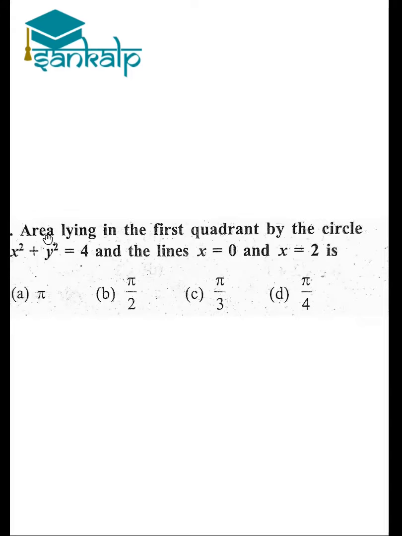Next question. The area lying in the first quadrant bounded by the circle x square plus y square is equal to 4 and the lines x is equal to 0 and x is equal to 2 is: option A is pi, B is pi by 2, C is pi by 3, and D is pi by 4. Okay, so here the equation of the circle is given to us. I'll draw the figure so you understand it.